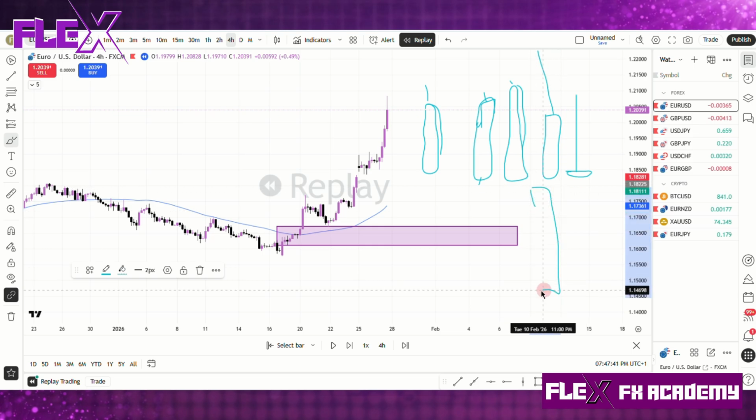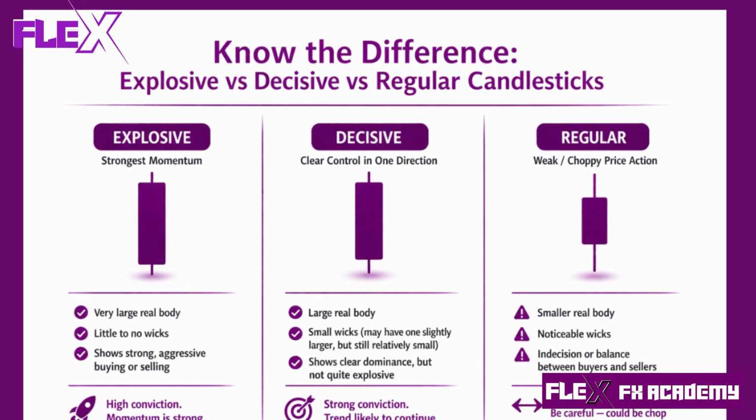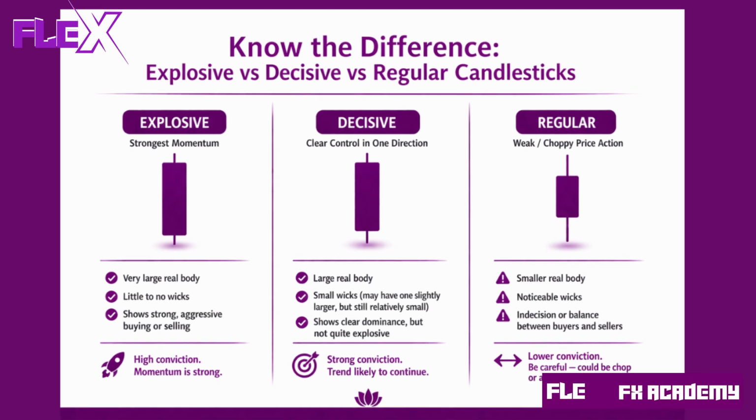Some candles can have no wick at all. That is what we call an explosive candle, right? These ones that have just a tiny wick, or a wick up or wick down, are decisive candles. Okay, so the tinier the wick, the better. All right, let me clean this off. So always ensure that you're going for decisive candles or explosive candles at all times.